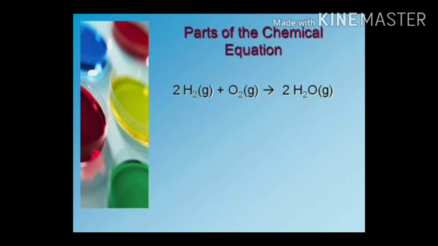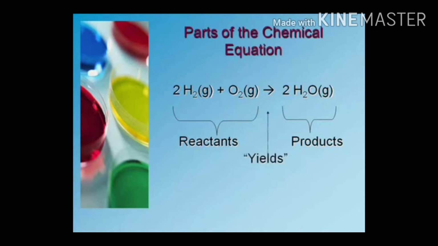So there are certain parts of a chemical equation. This equation shows the formation of water vapor from hydrogen gas and oxygen gas, which combine to form water vapor. The left hand side of the arrow represents the reactants and the right hand side represents the products. Reactants react to form products, and the arrow in the middle tells us about yield. So it means that hydrogen gas reacts with oxygen to yield water vapor.